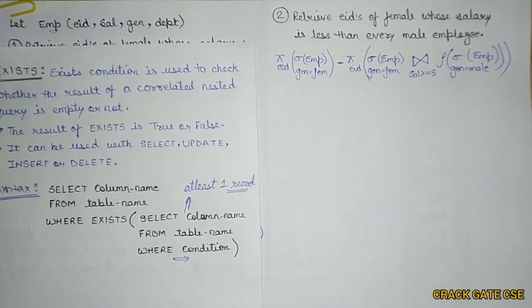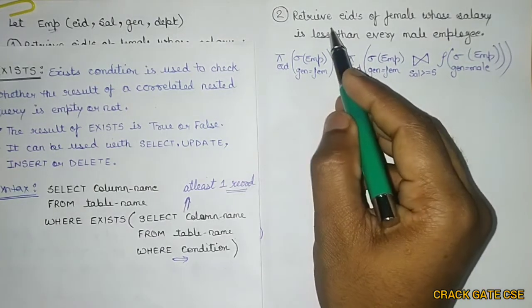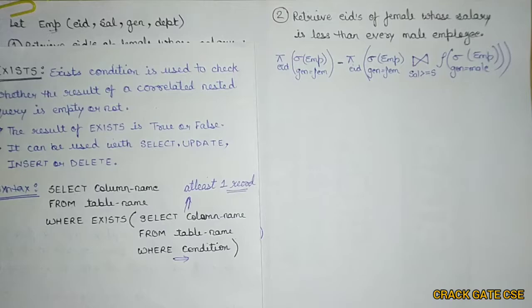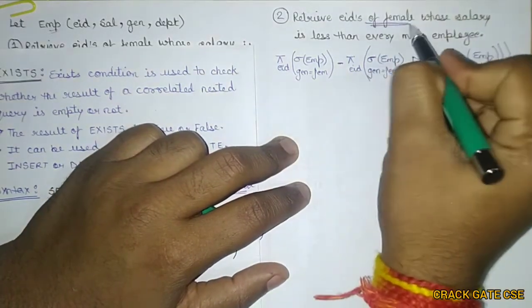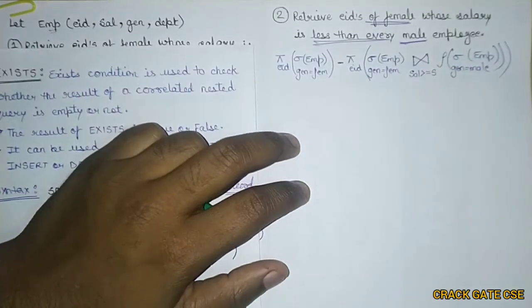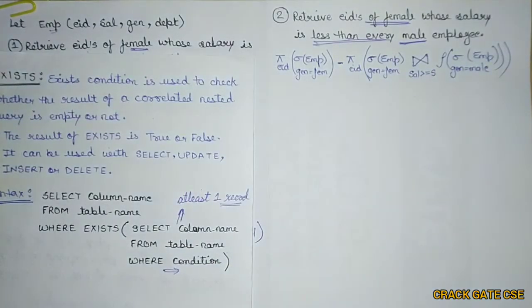So here I have to retrieve the employee ID of female whose salary is less than average. So first thing is female, second thing is male, and third thing is less than average. So how we can find out?